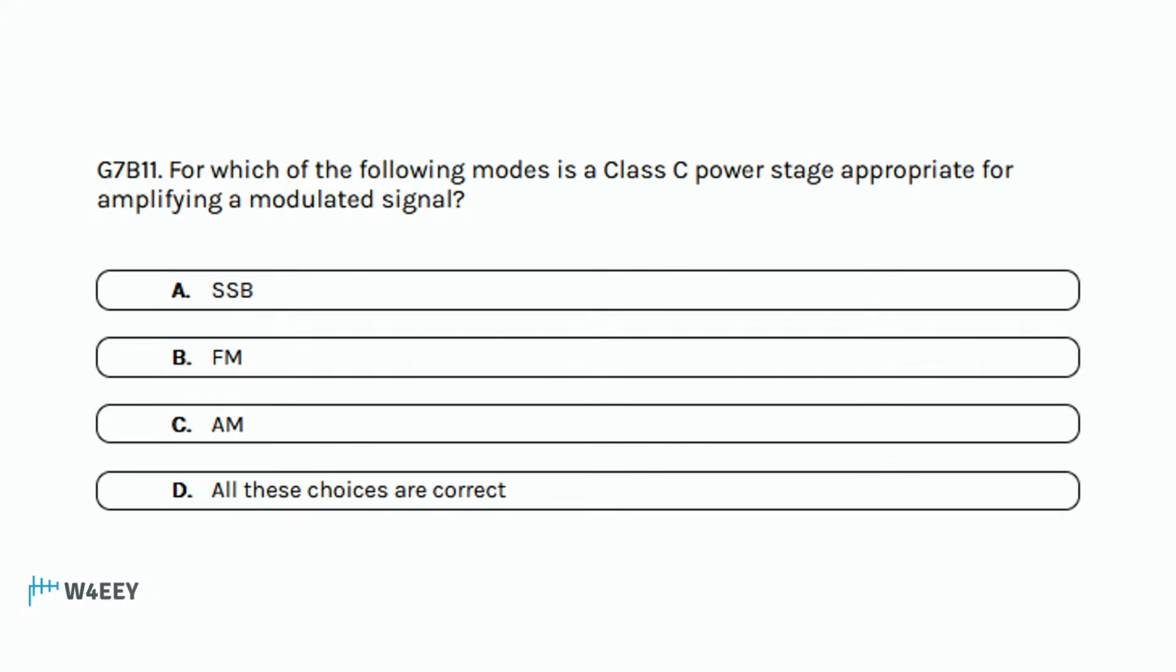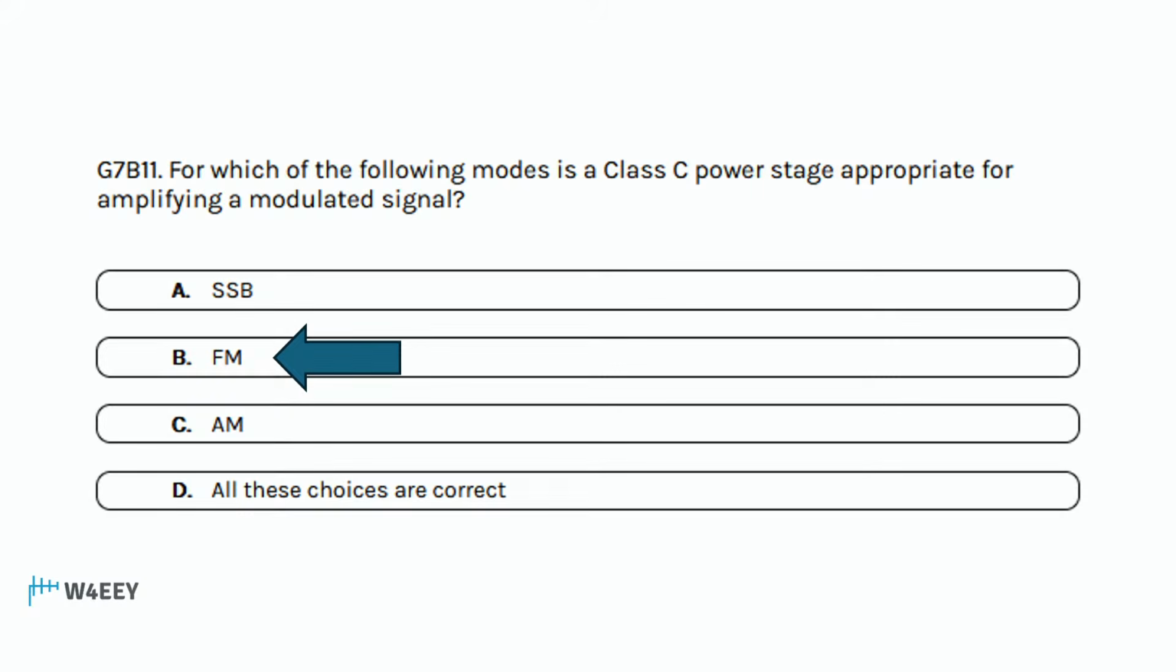For which of the following modes is a Class C power stage appropriate for amplifying a modulated signal? Bravo. But it's the longest answer. So remember, Class C power amplifiers only amplify just the tip of the input signal, which is no good for anything that involves amplitude changes. Because for amplitude changes, you need the whole thing. So the only one that would work properly in this case is FM.